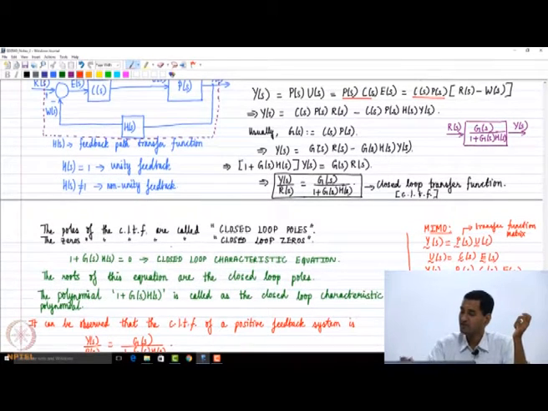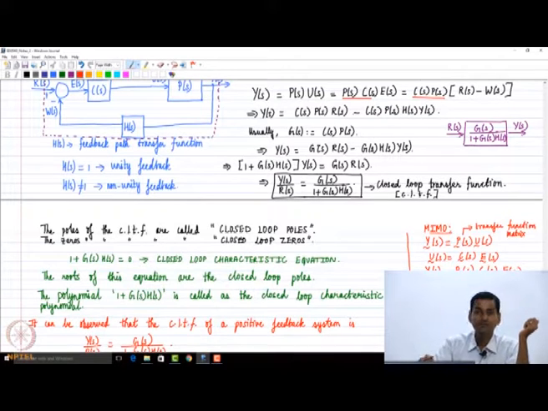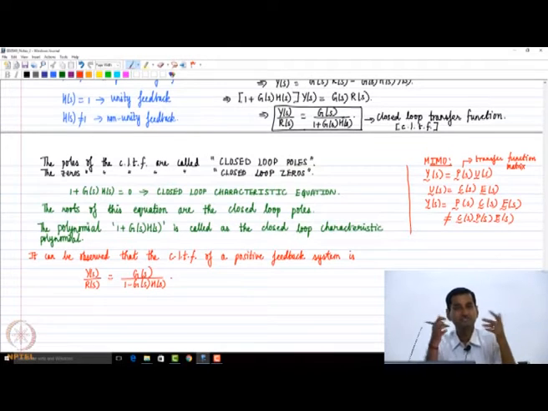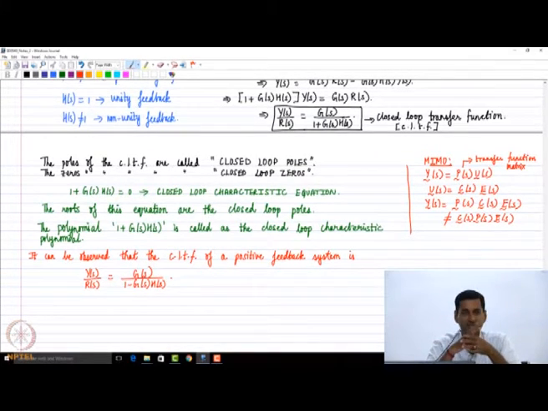Because what is going to happen? This minus is going to become plus. So everywhere this right hand side will become plus. When you take it to the left hand side, it will become 1 minus g of s h of s. That's the only difference you are going to get if you have positive feedback. That's the closed loop transfer function of a system with positive feedback, with all other elements remaining the same.